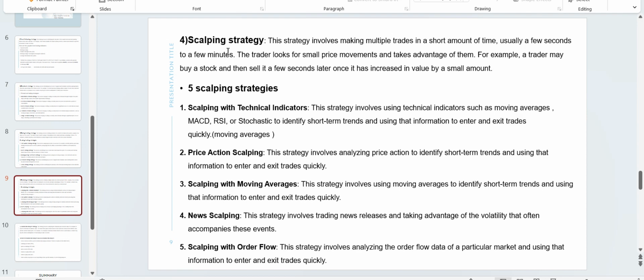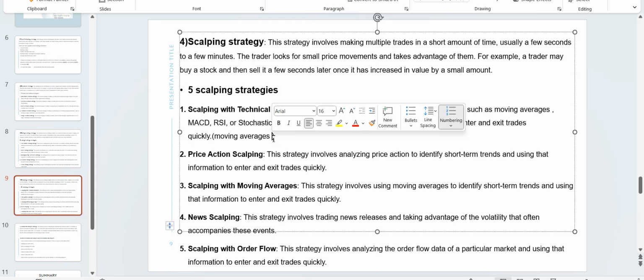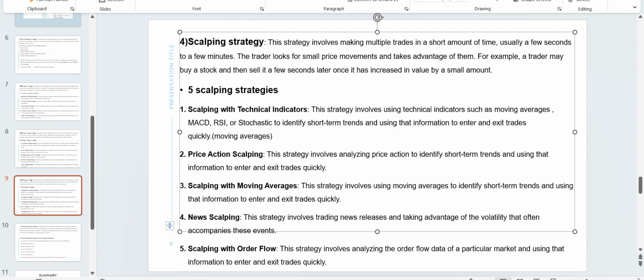What is the scalping strategy? Now, explaining this is a little bit clumsy, so I would like to take you to the moving averages, scalping with the technical indicators. This is the number one thing. My technical indicator in case I scalp is the moving averages. Yes, I scalp with moving averages if at all I want to do it. Now I will show you how this works.